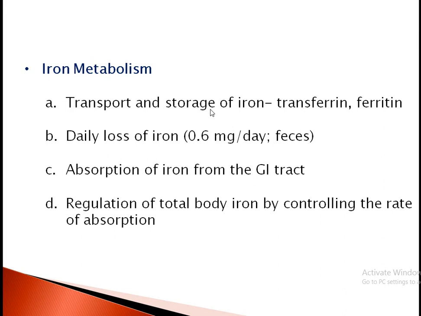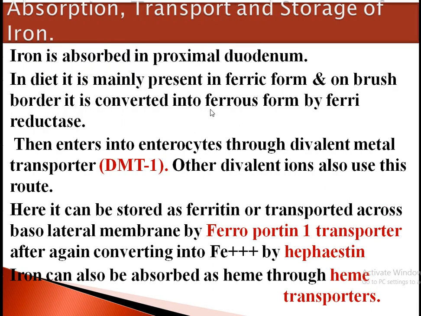As I have told you already, for the formation of hemoglobin, we require iron, which is very important to form the heme portion of the hemoglobin. So we must know what is the daily requirement of the iron, how it is absorbed, transported and utilized in our body. It is absorbed in proximal duodenum, and in diet it is mainly present in ferric form, and on brush border it is converted into ferrous form.